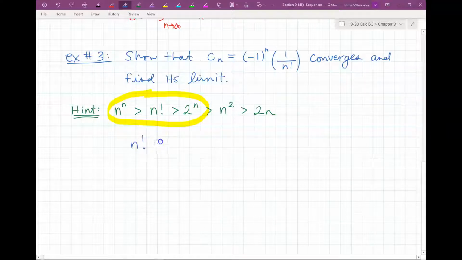n factorial is greater than 2 to the n. So 1 over n factorial is less than 1 over 2 to the n. Do you guys agree with that? 3 is greater than 2, you believe me? Is it true that 1/3 is less than 1/2? Yeah. If you flip something, the inequality flips.